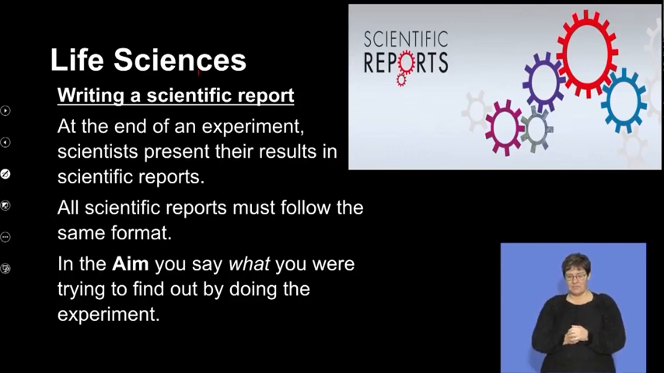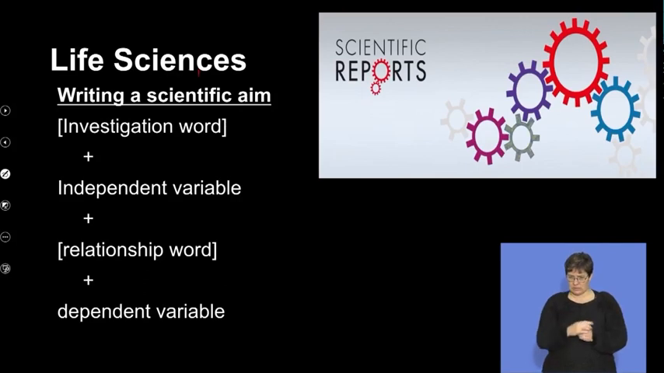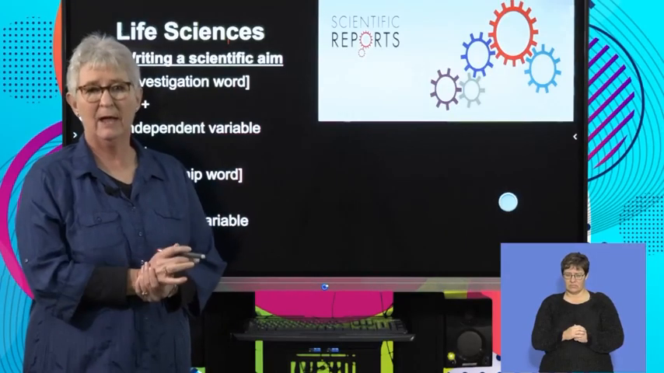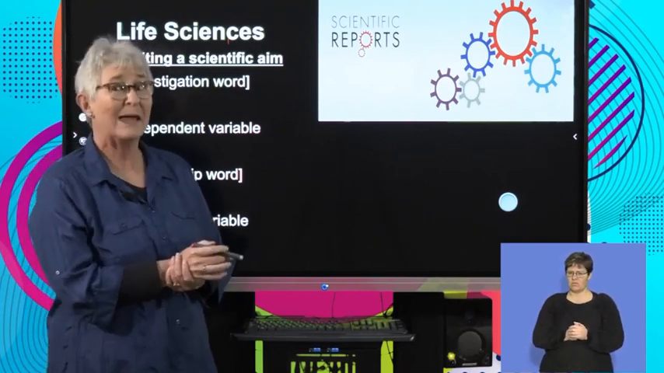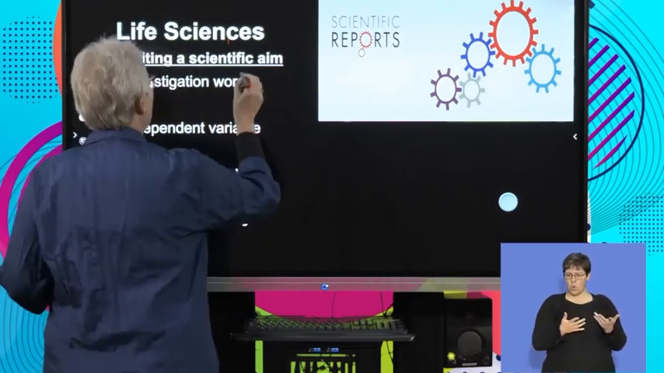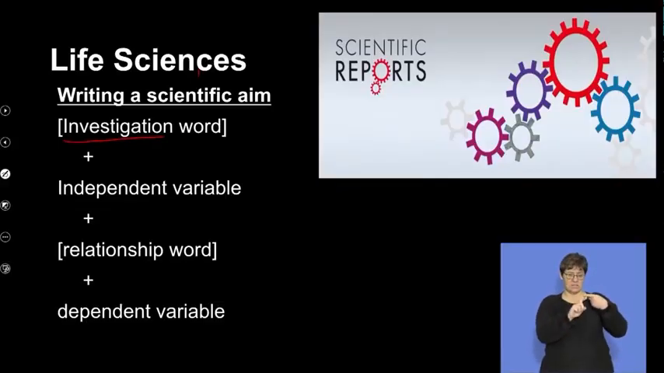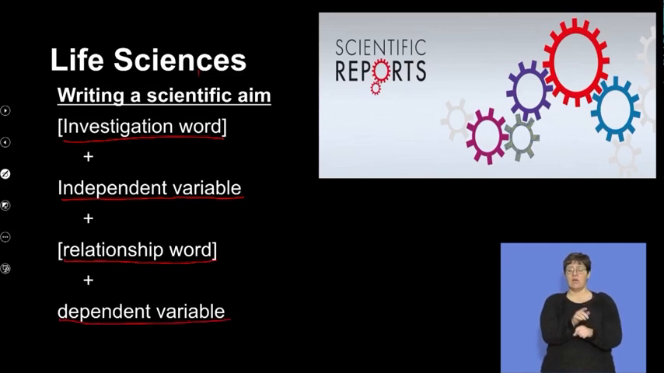They have to follow the same format, and the first thing the scientists say is, what is their aim? What are they actually trying to do? Now, how do scientists write a scientific aim? Okay, there's a set pattern for how they write. For example, there is an investigation word. They then refer to the independent variable and relationship word, how it's going to affect what they are measuring.